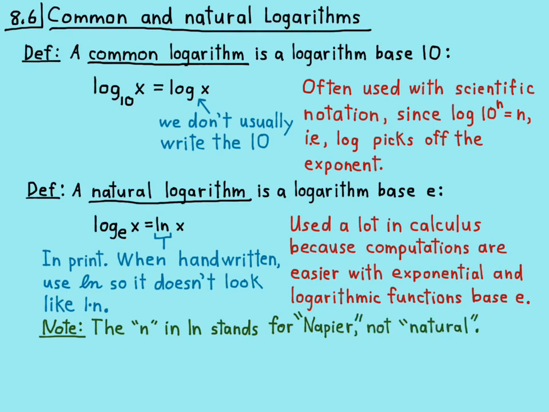Base 2, base 8, things like that are used a lot in computer science, by the way, because it's a binary system.